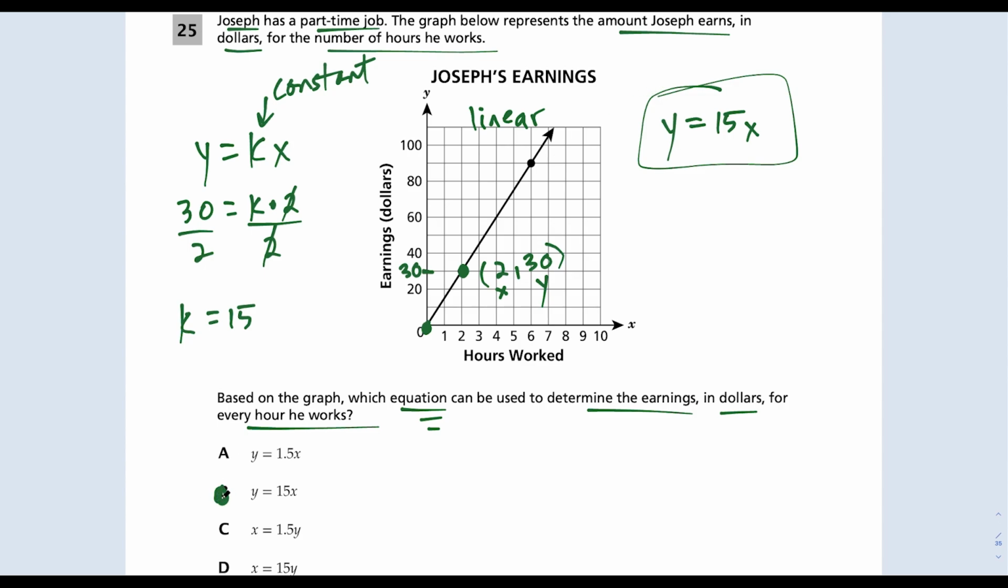Now, if I wanted to be 100% certain here, I could just pick out another point, like let's say this point here at 6, 90. And notice my x is 6 and my y value is 90. If I plugged in x equals 6, notice I would get y equals 15 times 6, and 15 times 6 is equal to 90, which matches the y value of this point here. So choice B is looking good.